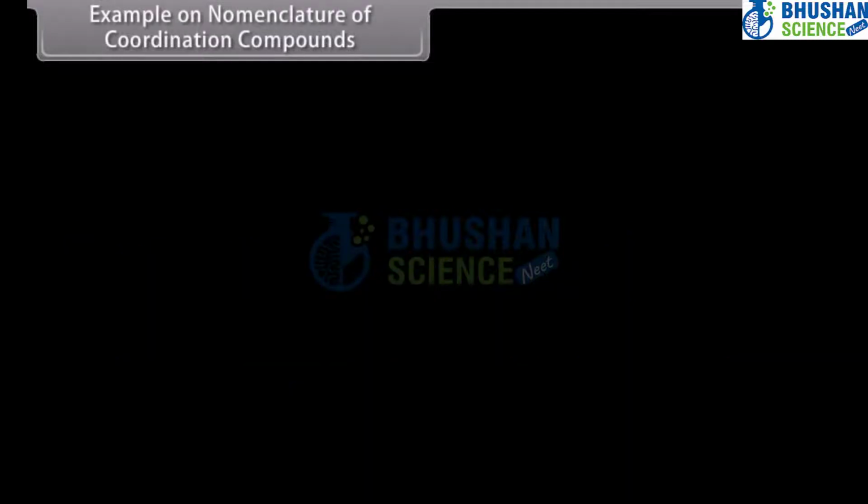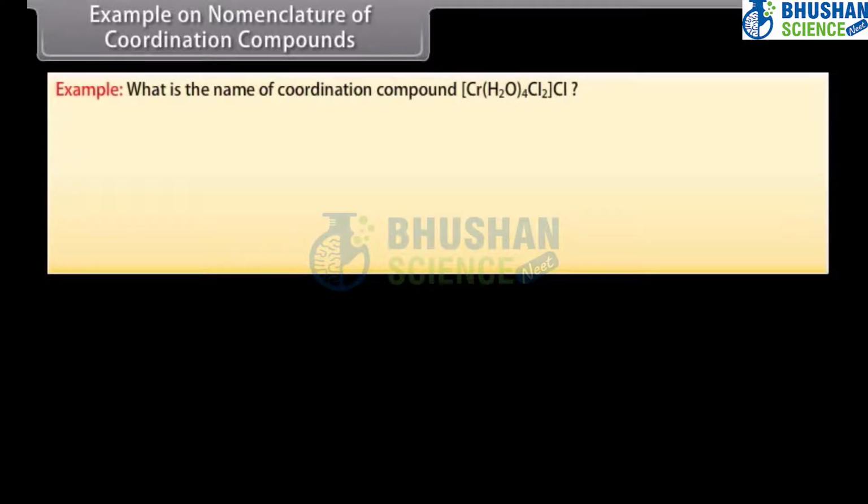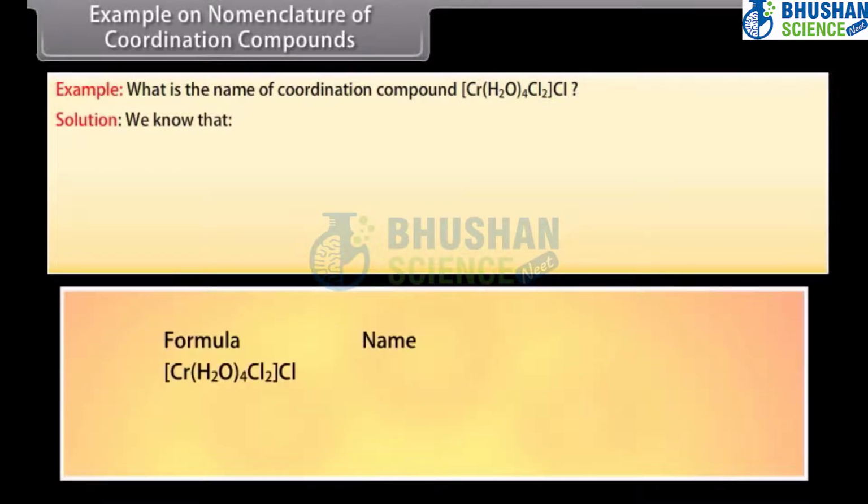Example on nomenclature of coordination compounds. Let's take an example on nomenclature of coordination compounds. What is the name of coordination compound [Cr(H2O)4Cl2]Cl? Let's see the solution.